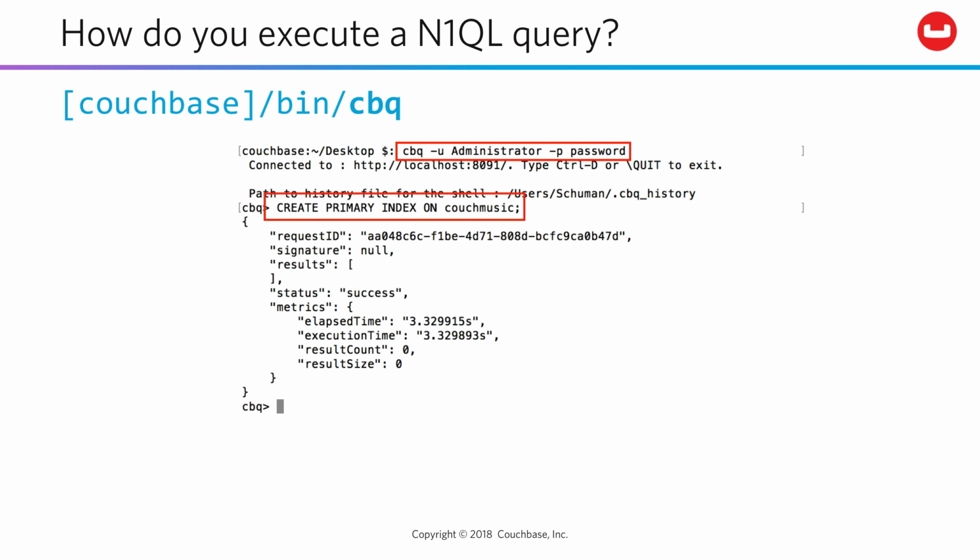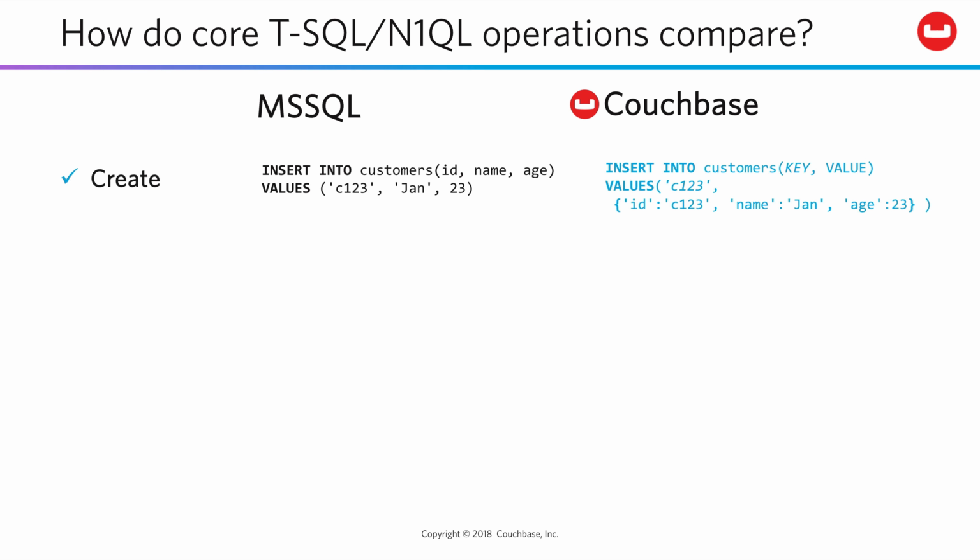queries and results. So a good place to begin a comparison of SQL and NQL is with the basics: create, read, update, and delete. Because there actually is a slight difference here between SQL Server and Couchbase. Couchbase is fundamentally a key value system. When you create a document with an insert statement, you provide a key, as you see here, along with a value, which would normally be a JSON document.